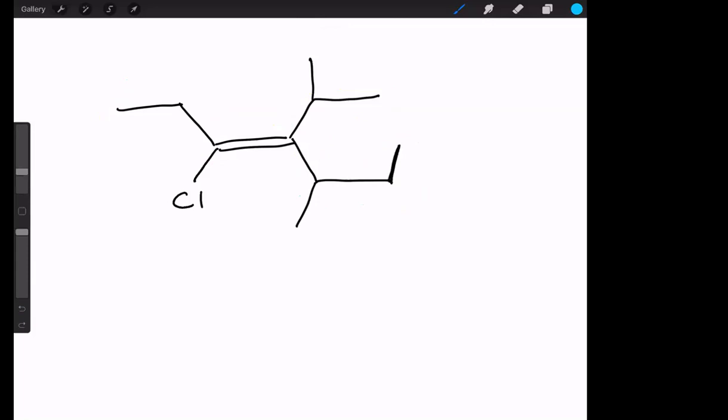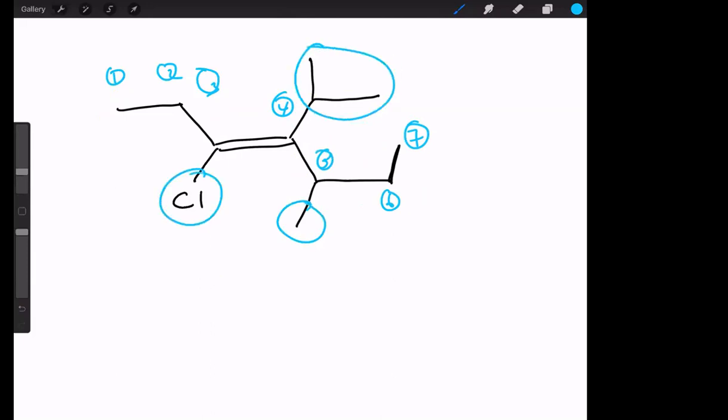So now I can number it. Is it 1, 2, 3, or is it 1, 2, 3, 4? Well, it's the first case because that gets me to the double bond at the 3 position rather than the 4 position. So it's 1, 2, 3, 4, 5, 6, 7. So let's identify the different groups that I have attached to that chain. I have this group, and this group. This one is a 1-methyl ethyl, just like before. This one is a methyl group, and this one is a chloro.